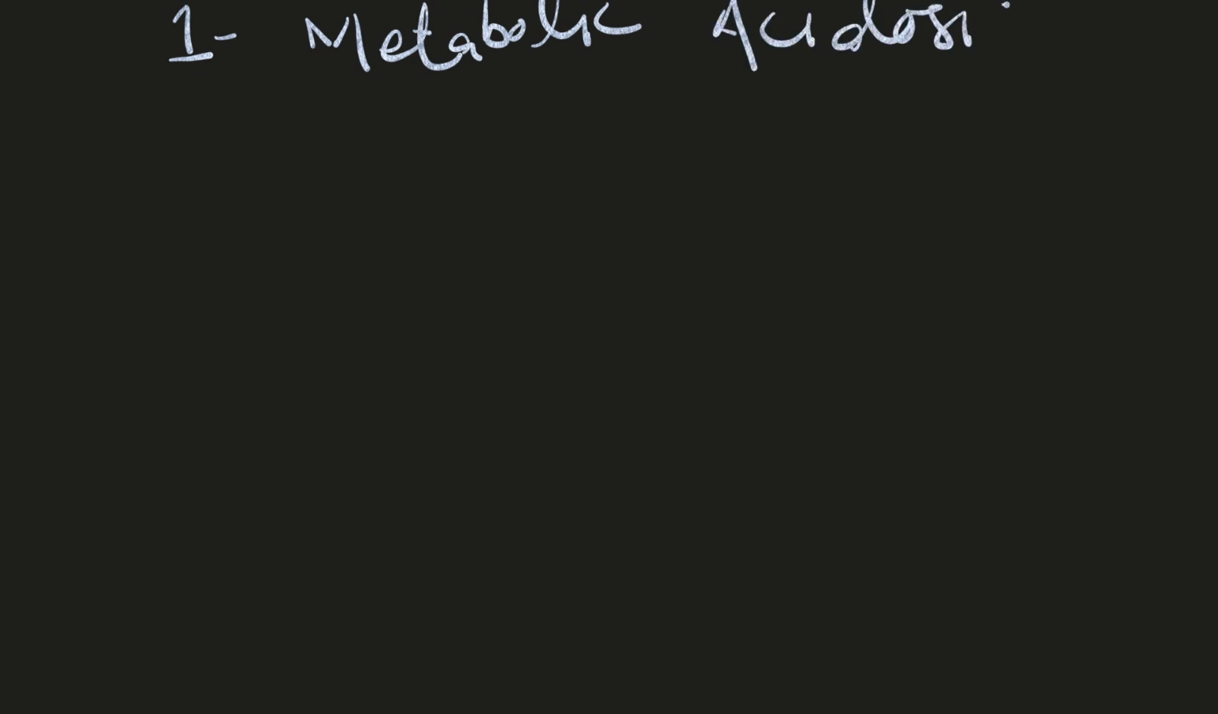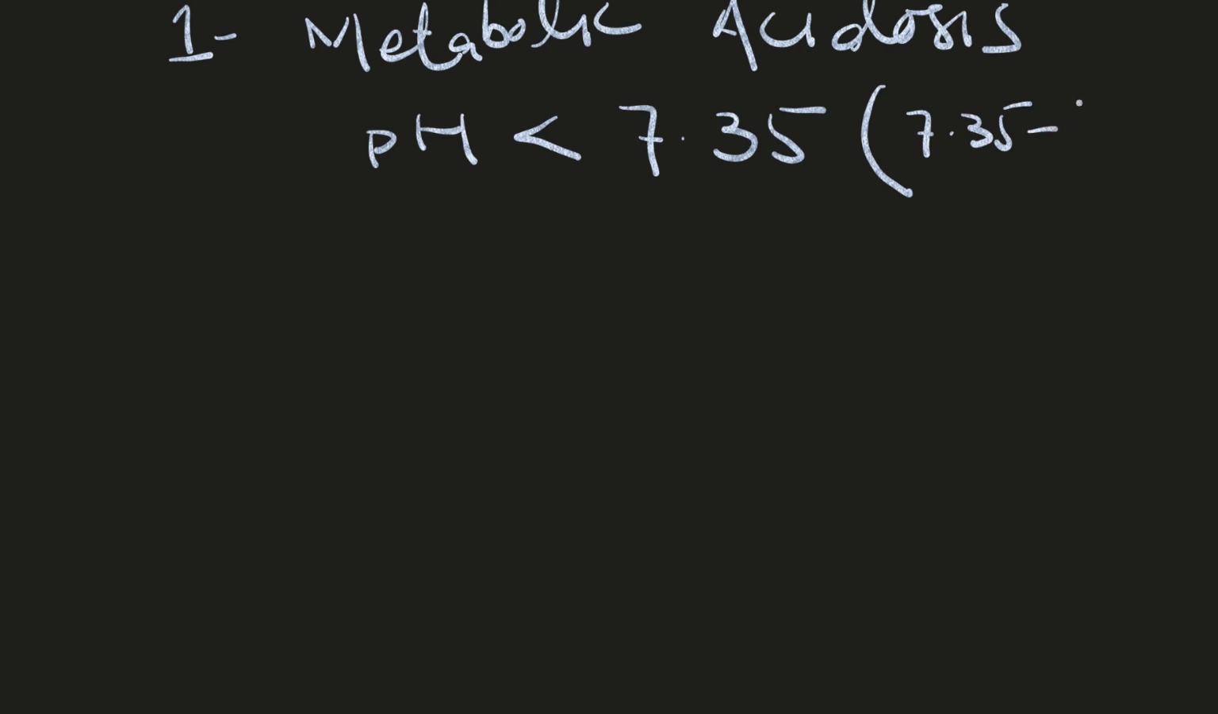Now, let's pick up each component individually. First, let's talk about metabolic acidosis. So, what will happen in metabolic acidosis? We already know the pH will be less than 7.35. You know, the normal range is 7.35 to 7.45. So the pH will drop down from 7.35.